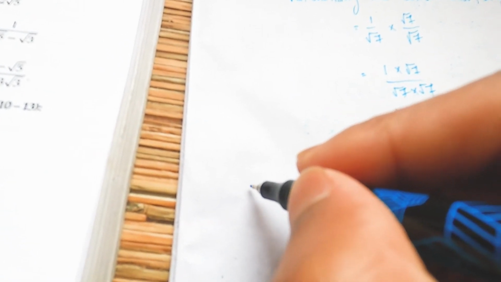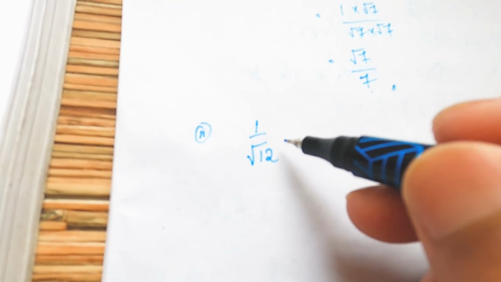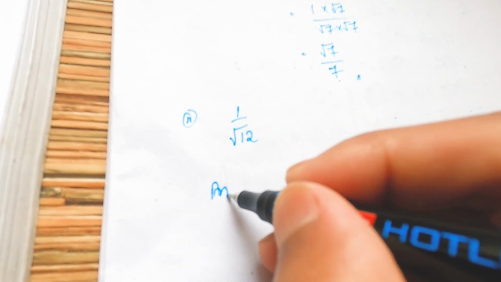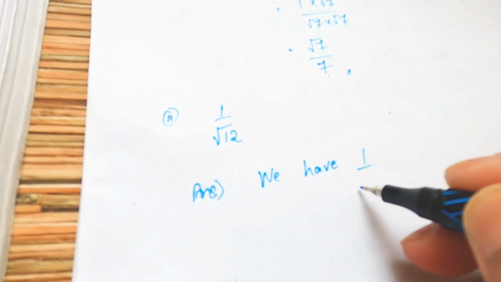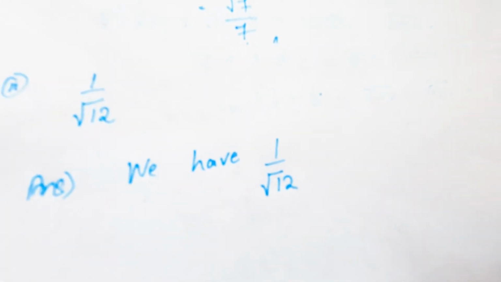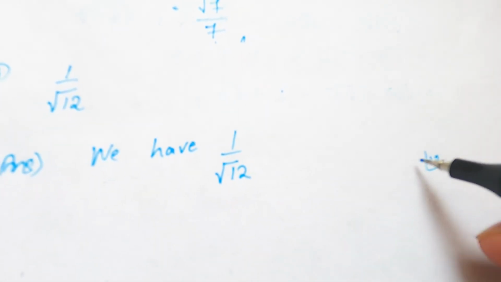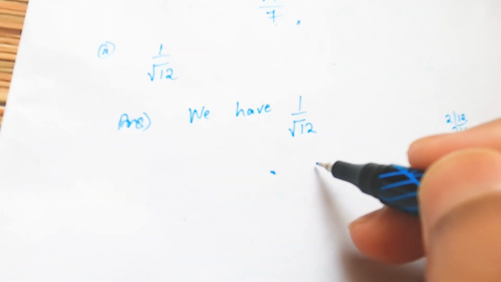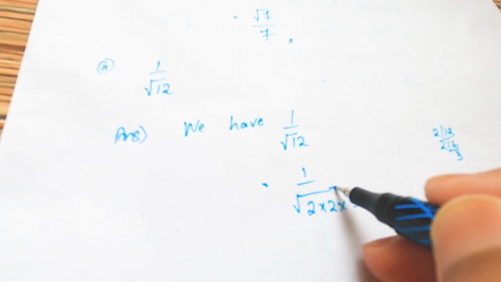Now for number 2. Number 2, we have 1 by root 12. Here also, we have to rationalize the denominator. So you write, we have 1 by root 12. In this case, we will find the factors of 12. So 12 will be 2, 6, 2, 3. So it will be 1 by root of 2 into 2 into 3.